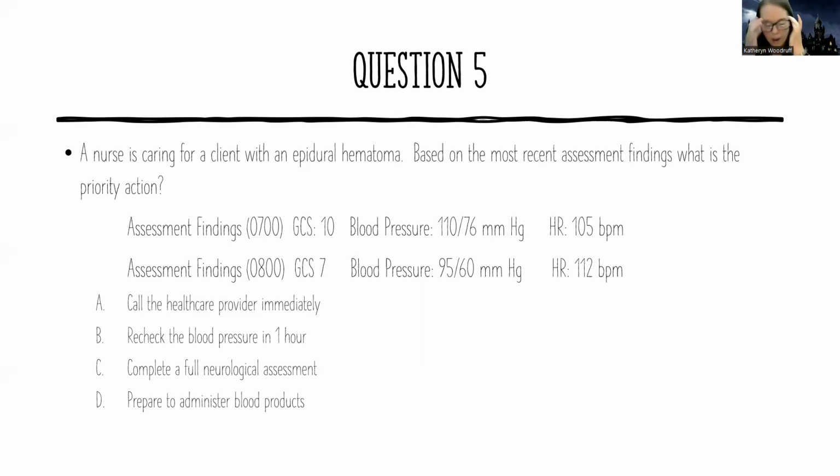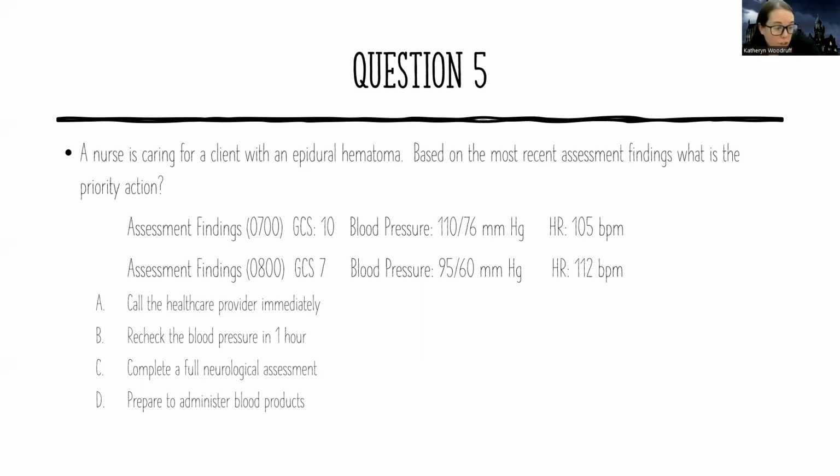So let's look at our other options. B is recheck the blood pressure in 1 hour. In other words, do nothing. If I check in 1 hour, a lot can happen. They've already gone down 3 points in their GCS and their blood pressure has dropped pretty significantly, by 15 points systolic. So that doesn't seem like a very helpful thing, and this seems like it's going to be an emergency. So I'm going to cross out B.